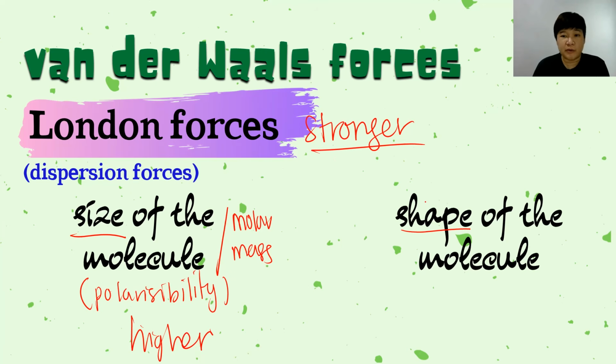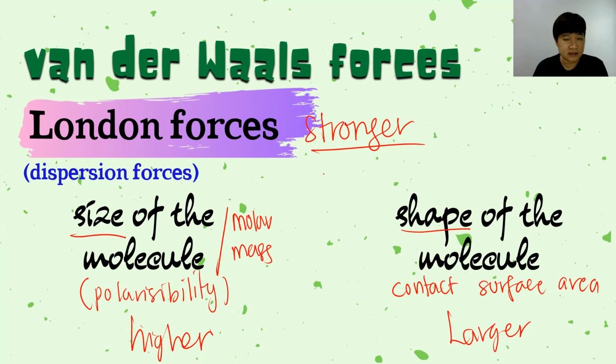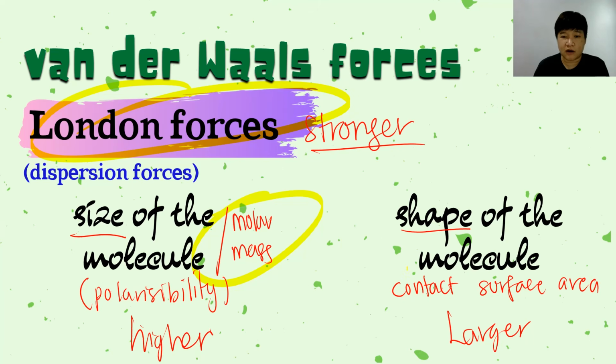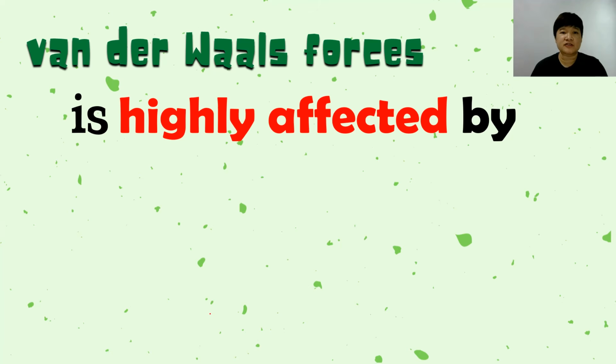Okay? How about the shape? For shape, we are talking about contact surface area. The larger the contact surface area, the stronger the London forces. So London forces are affected by the molar mass or the contact surface area of the molecule. The higher the molar mass, the stronger the van der Waals forces. The higher the contact surface area, the stronger the van der Waals forces. As a conclusion, van der Waals forces are highly affected by three factors.